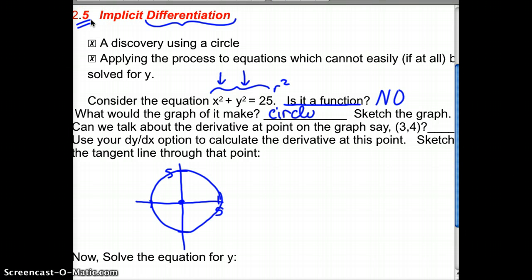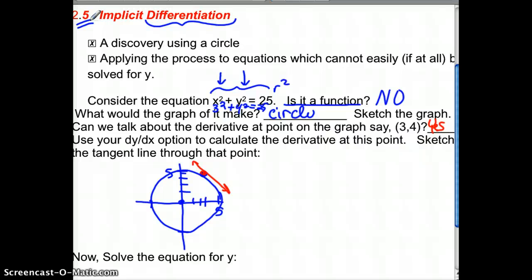But the question is, can we talk about the derivative at the point 3, 4? And the point 3, 4 is on the circle because 3 squared plus 4 squared does equal 25. And so it's sitting here, and it's very possible to talk about the derivative there because I have a tangent line, and that tangent line right there has a slope. So can we talk about the derivative? Yes, we can. I'm going to go to the calculator and show you the dy dx option on that later, not right now. So there I'm sketching the tangent line through that point.